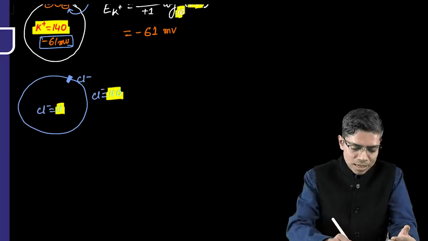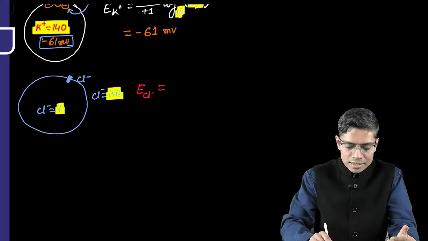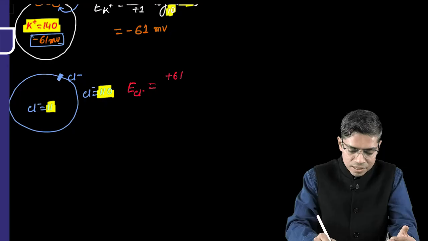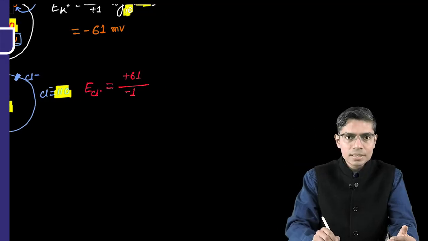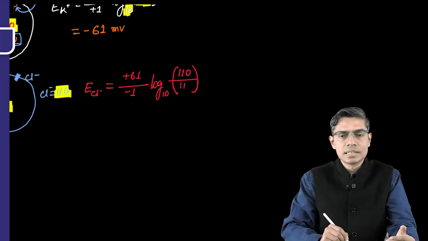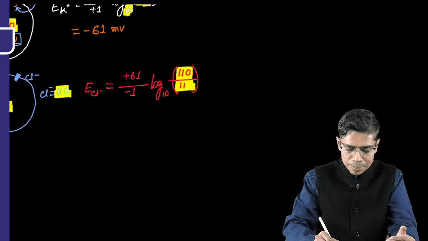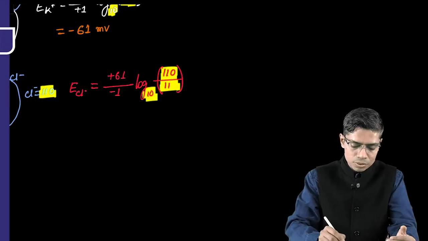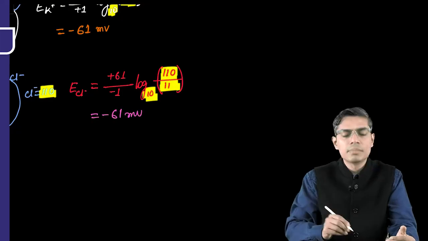So in this condition, I'm going to calculate the equilibrium potential of chloride. Again the same formula, plus 61 upon Z. I'm going to write down minus 1 here, that is the charge of chloride. Then log base 10 of the concentration of chloride outside, 110, over inside, 11. So this fraction is nothing but 10. So log 10 base 10 is nothing but plus 1. So if I multiply plus 1 with this whole fraction, again it will be minus 61 millivolt.